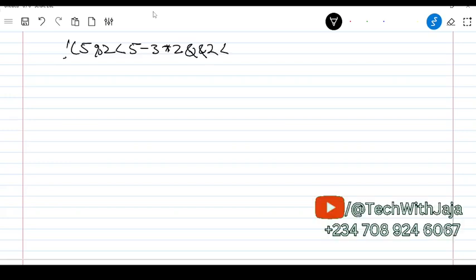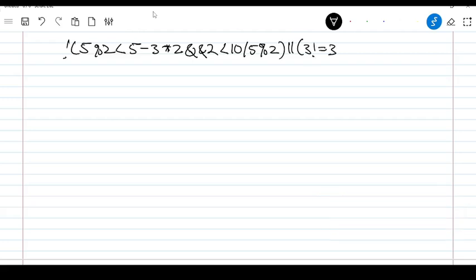2, that is less than 5 minus 3 times 2 and 2 is less than 10 divided by 5 modulo 2, or 3 is not equal to 3 modulo 2. Okay, so we have two parentheses here. So first we have this one that has the not in it, then we have this one that has the other, like the or part of the expression.